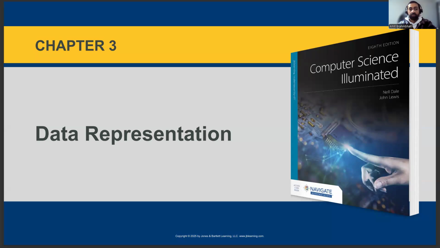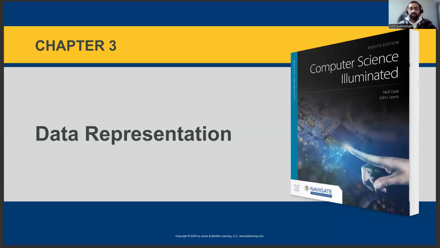Computers work with many different kinds of information, including numbers, text, sound, images, and video. Regardless of the type of data, computers ultimately store and process everything using binary digits or bits. This chapter explores how real-world information is transformed into forms that computers can store, manipulate, and transmit.